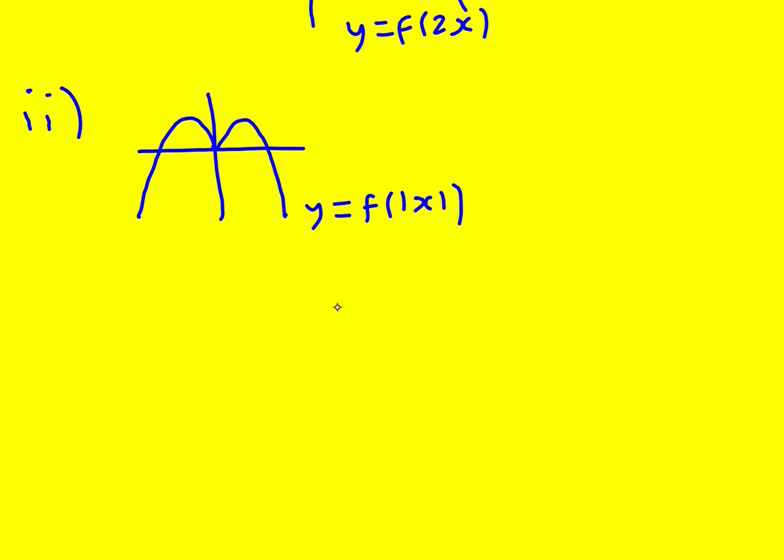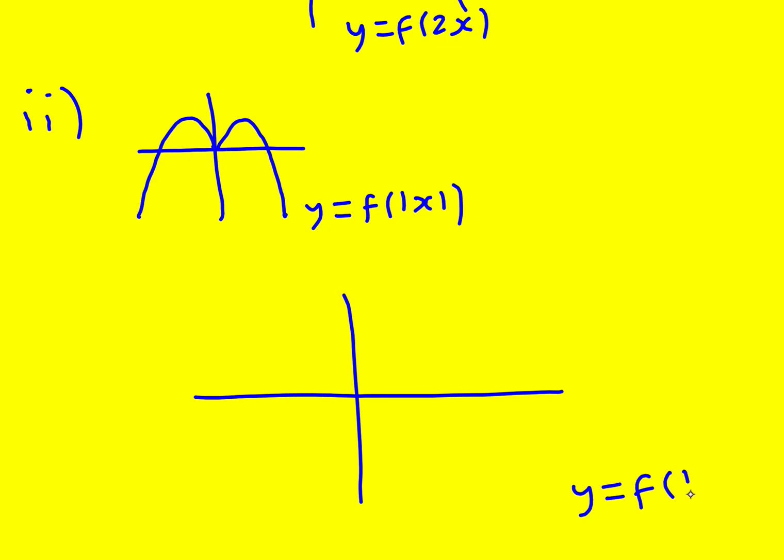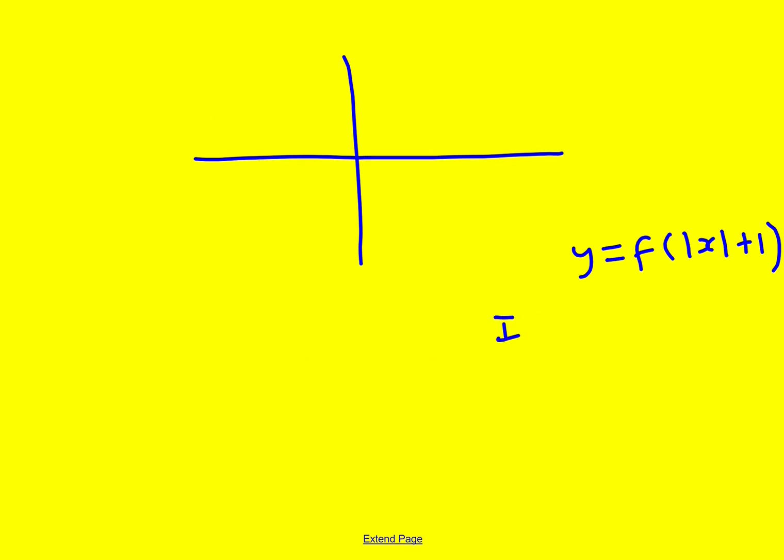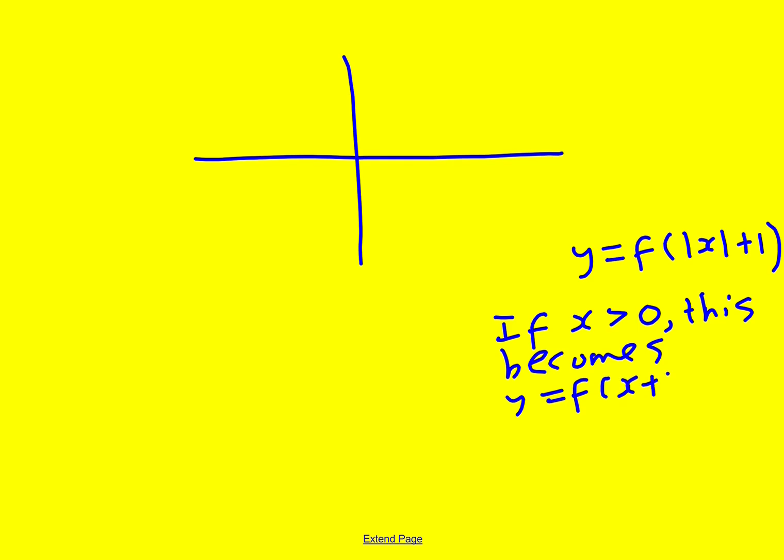So now, here's the main bit. We want y equals f of the modulus of x plus 1. Now, if x is positive again, then it's just going to be f of x. I might write that down actually. If x is greater than 0, this becomes y equals f of x plus 1.